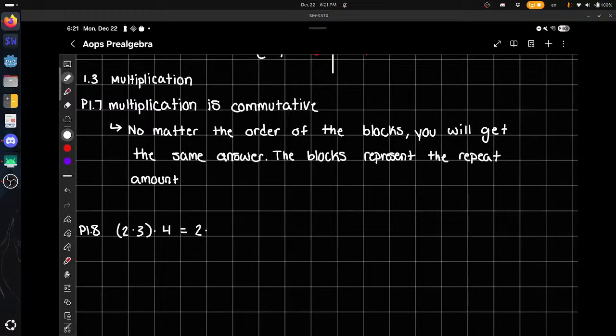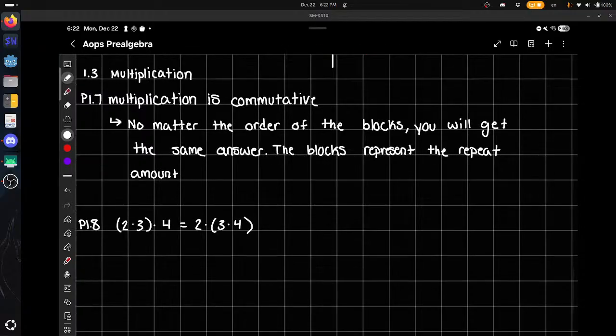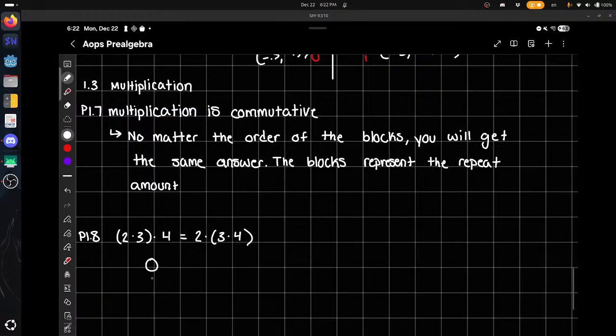And just from the prior lesson in addition, we learned about the associative property and how we can group these numbers together. So, and then explain using the picture below. So it kind of looks like this. And then there's 4 dots.